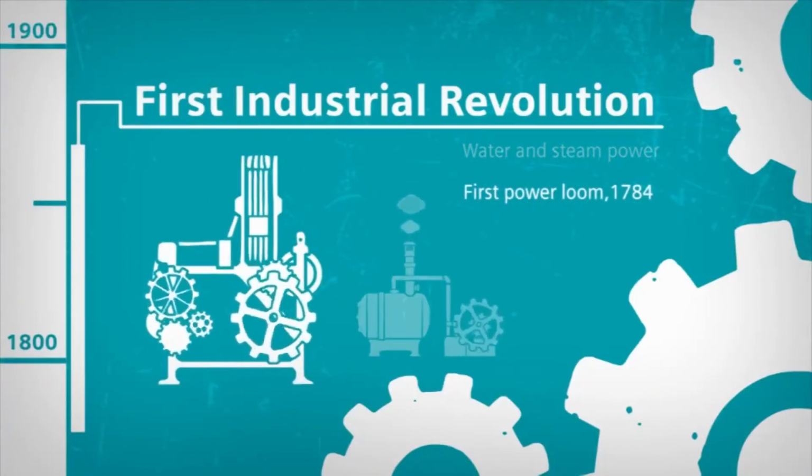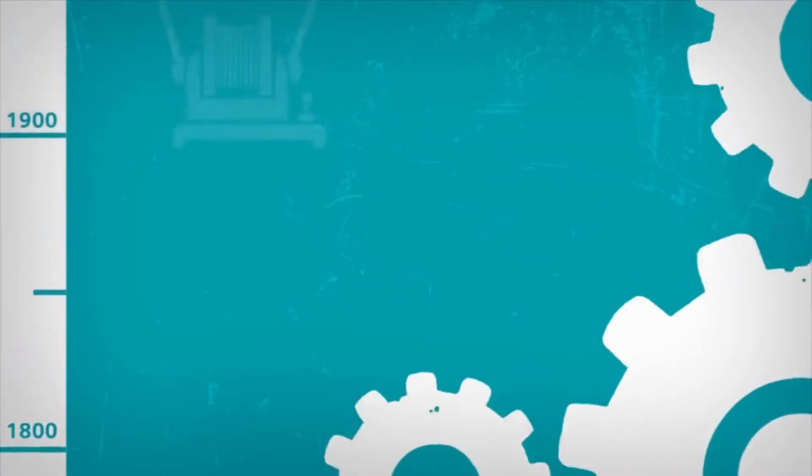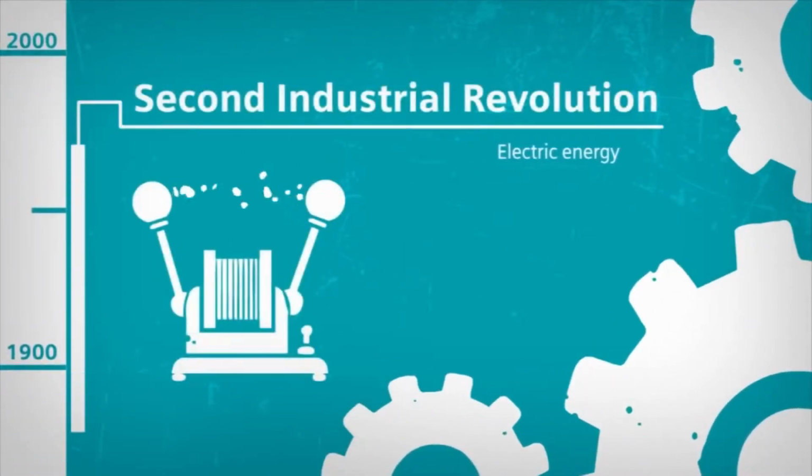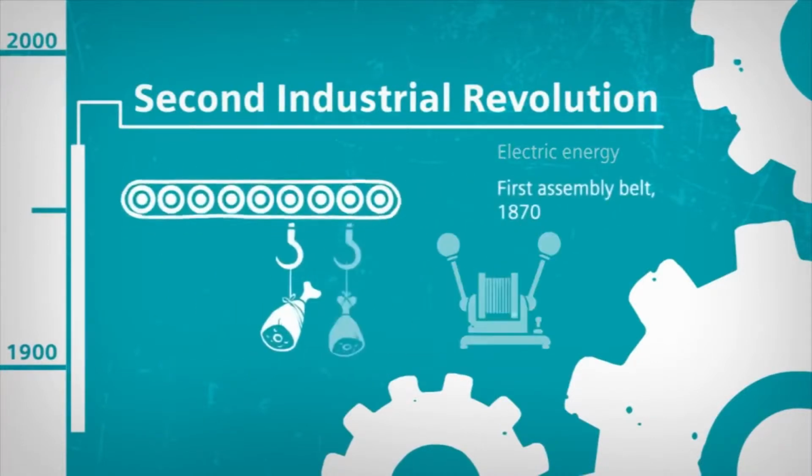How does Industry 4.0 come about? Industry 4.0 is an evolution. It started with the invention of the steam engine and mechanization. This was followed by the invention of electricity and mass production, leading to the second industrial revolution. After the second industrial revolution, the introduction of IT, computers and automation led to the third industrial revolution.